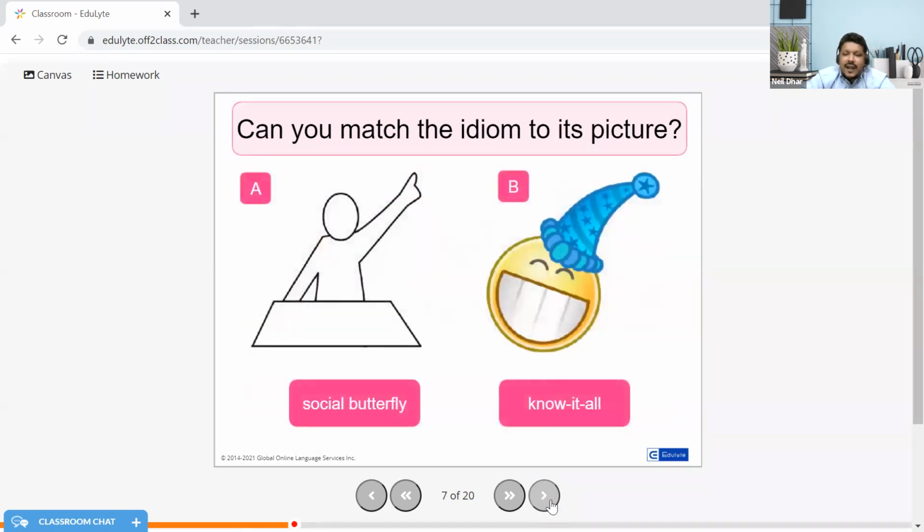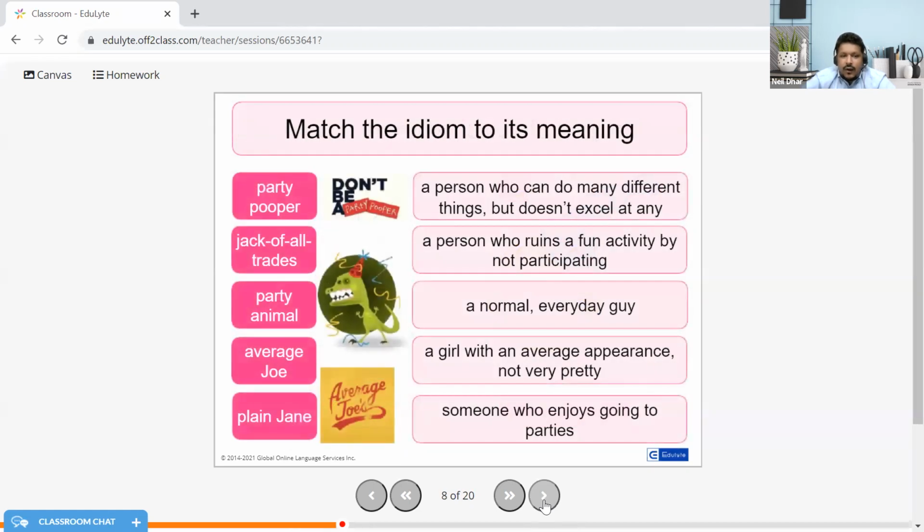Moving on. Can you match the idiom to this picture? Social butterfly, know-it-all. Now, picture A denotes someone who is raising his hand, someone who is trying to say that I know it. So A would match with know-it-all. We have only one option left, and it also matches with the picture. Someone who is a social butterfly would always smile, be chirpy, be energetic, and mix around with everyone.